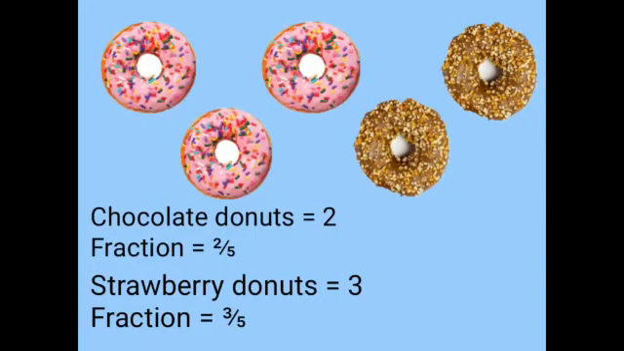Here 5 donuts are there. Out of 5 donuts, 2 are chocolate and 3 are strawberry. In fraction, how can we say that? 2 chocolate donuts are there, 2 out of 5. So in fraction, 2 by 5. 3 strawberry donuts are there, 3 out of 5. So in fraction, 3 by 5.